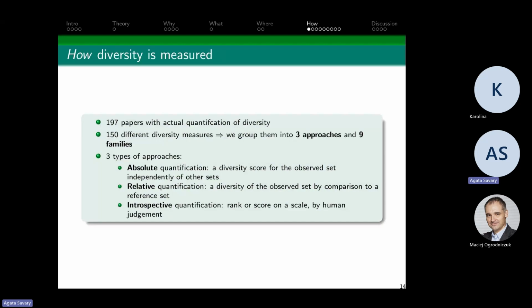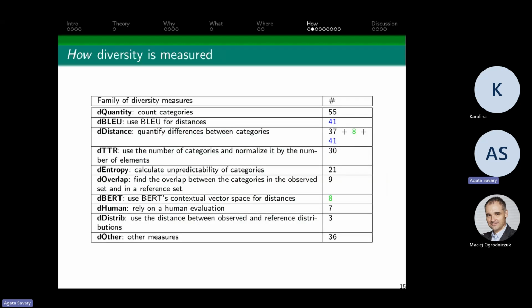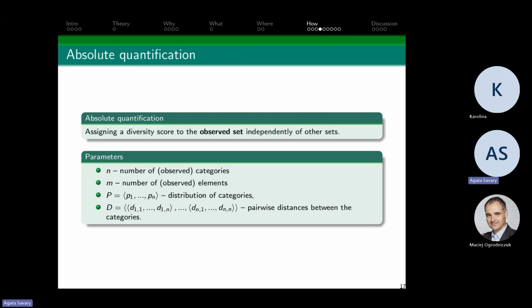So these 150 different diversity measures, we tried to group them into classes. And we found, first of all, 3 different approaches and then 9 families inside this approach. The first type of approach is absolute quantification. Absolute quantification means that we have an observed set, for instance, a set of generated sentences from a model or a corpus, and then we want an absolute number, right? What is the diversity of this observed set?